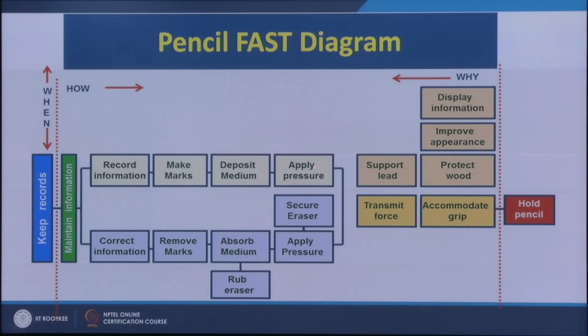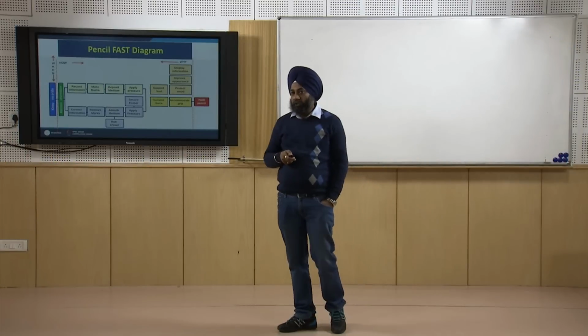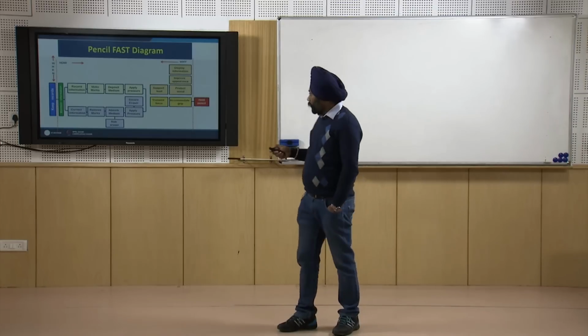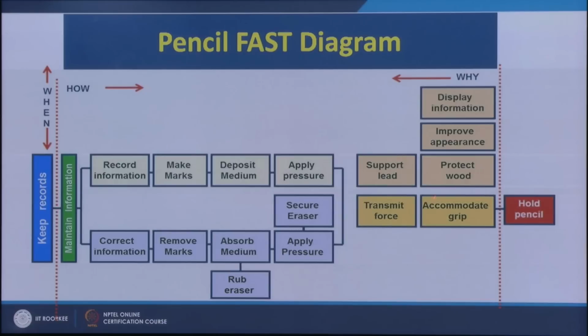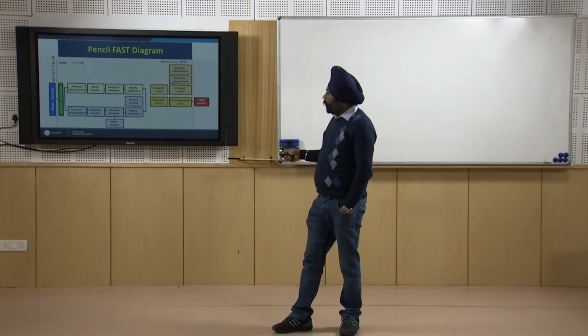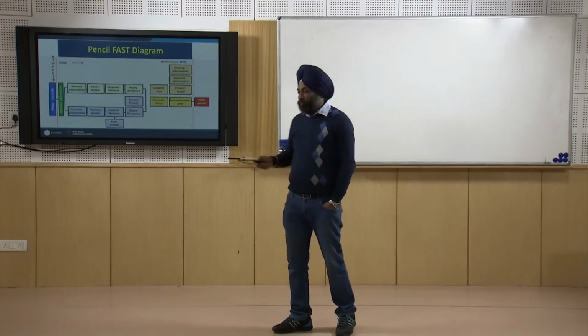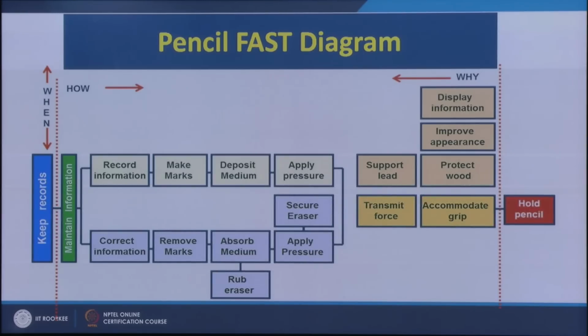By applying pressure. How can we apply pressure? By transmitting the force and by supporting the lead. Both things have to be done in order to apply the pressure, so the AND logic comes into the picture: you have to transmit the force and also support the lead. Then how can you transmit the force? By accommodating the grip. And how can you accommodate the grip? By holding the pencil. So the higher order function is keep records, and the lower order function is hold the pencil. By holding the pencil we can keep the records.